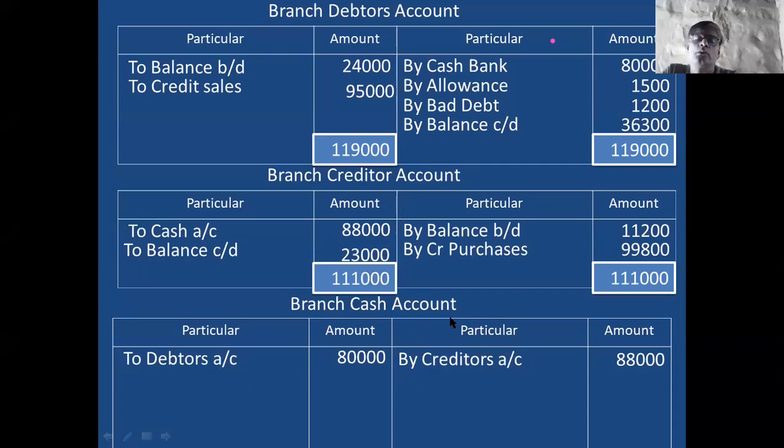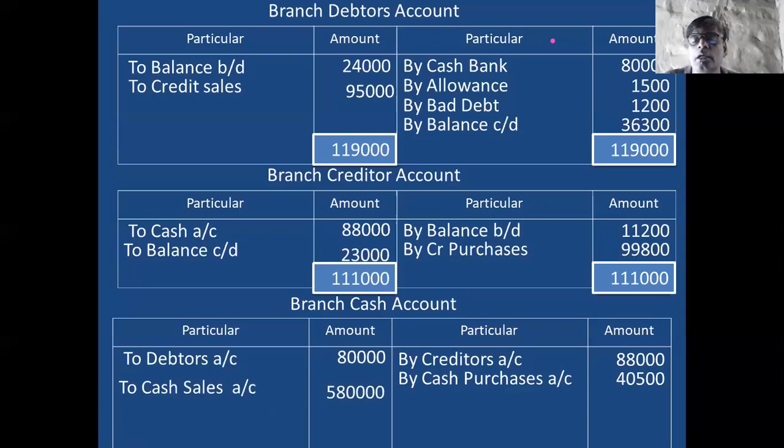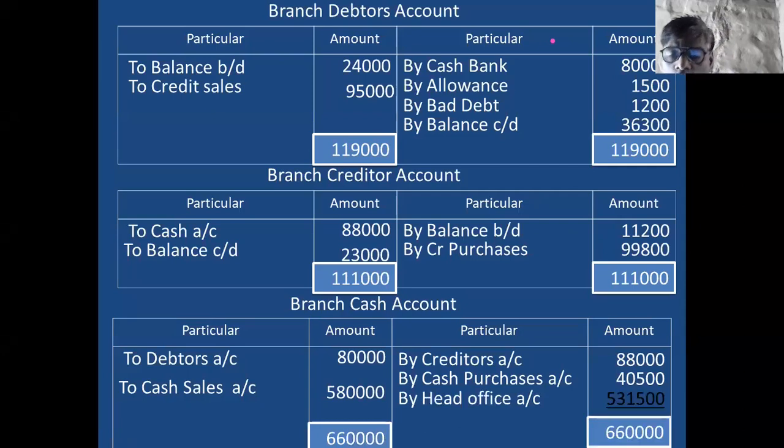Then you complete the cash book. In the cash book debit side, you write cash sale, and credit side cash purchase. Cash purchase credit side 40,500. Cash sale is 5,80,000. These are the items on the debit side and credit side. Now you close the cash book and ascertain the balance, which is 5,31,500. This balance goes to branch account. This is the amount payable to head office, remember this.